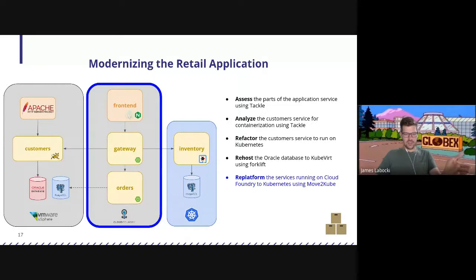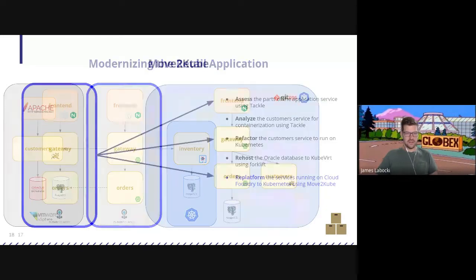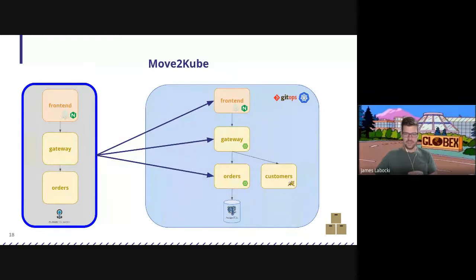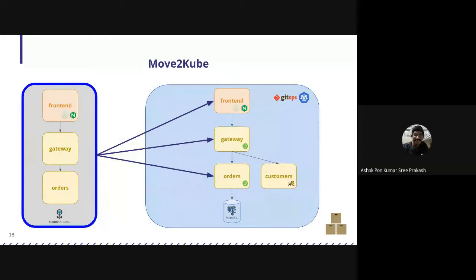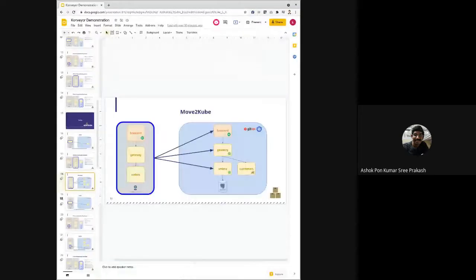Okay, so let's talk about my Spring Boot apps running on Cloud Foundry. How am I going to move those over? Absolutely. So you have a couple of Spring Boot apps, the gateway service and the order services, and a Node.js application, the front end. Let's look at them and see how we can translate them. Right. So let's have a quick demo of Move2Kube with the UI. Ashok, if you can share your screen. Sure.